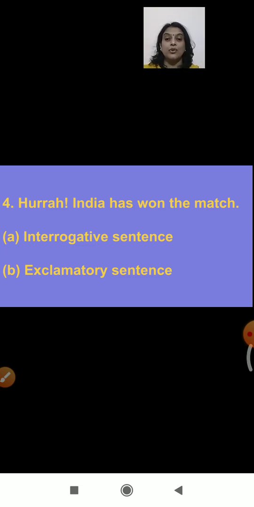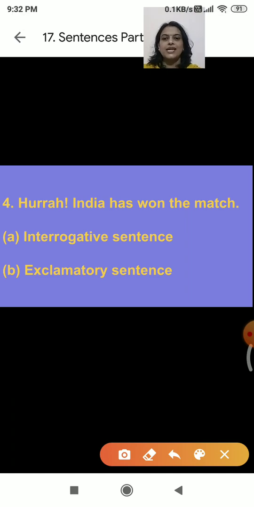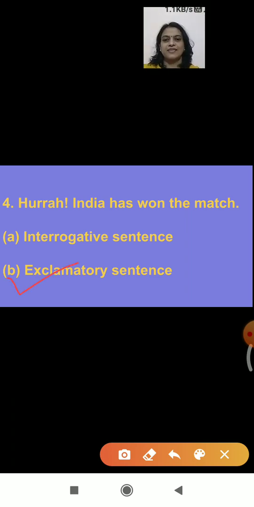Now in the first option, the interrogative sentence, we know a question is asked, right? And in the end there is a question mark. So the sentence, it is not asking anything. No question is asked, and at the end it is a full stop. So the chance of the sentence being an interrogative sentence just finishes there, right? So it is not an interrogative sentence. So it is definitely what? Yes, the B option, that is the exclamatory sentence, right?